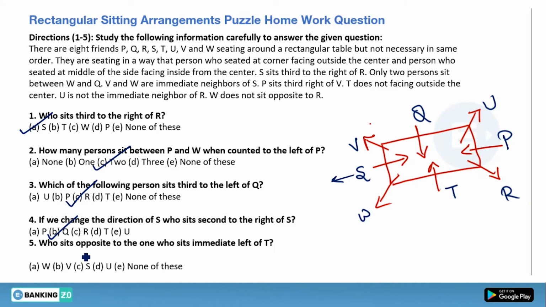So the correct answer is option number B. Who sits opposite to the one who sits immediate left of T? Immediate left of T is W because T is facing inside, so clockwise is left. W's opposite is U. So the correct answer is option number D. I hope it is clear to you.